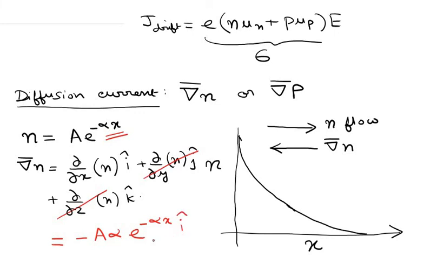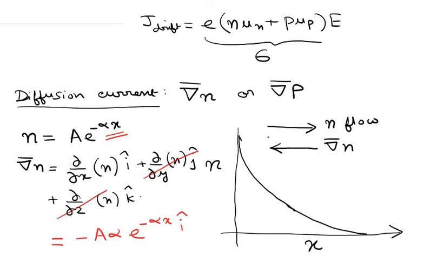Okay, so note that there is a minus over here, and then there is an i cap over here. So it is directed along the negative x-axis. Okay, so minus i cap basically. I hope you are convinced that if n is decreasing in the x direction, the gradient of n is directed along the negative x-axis. So I hope now you are convinced that this is exactly the direction of the gradient of n.